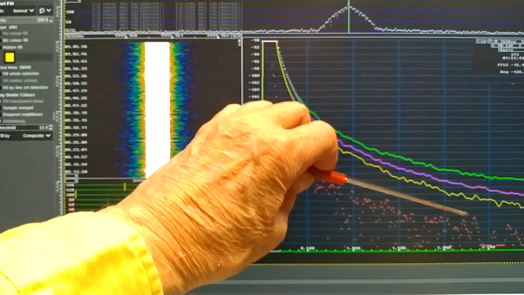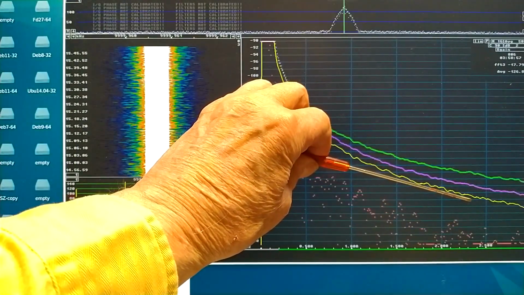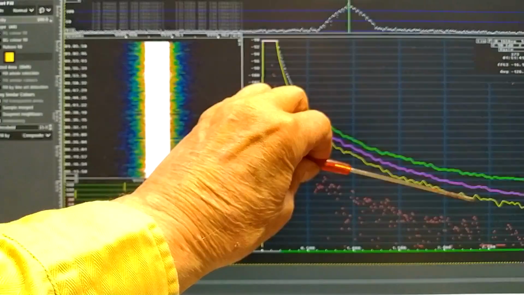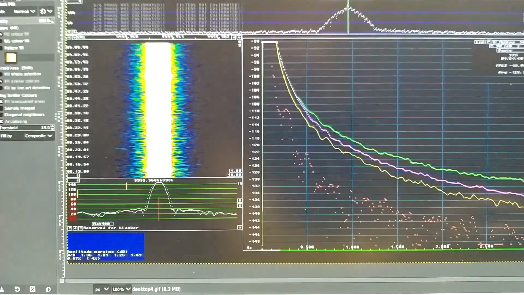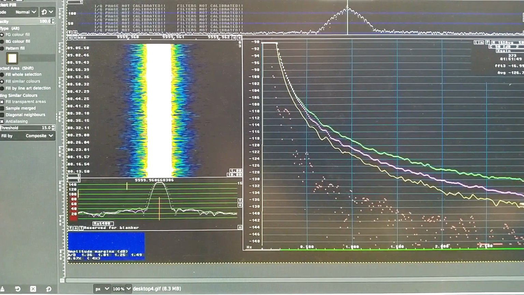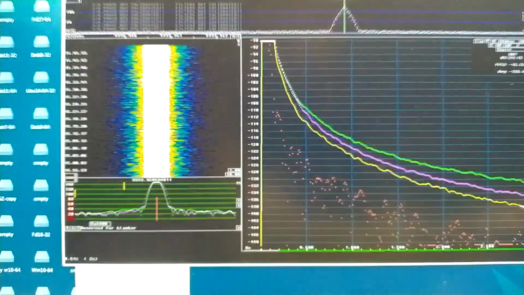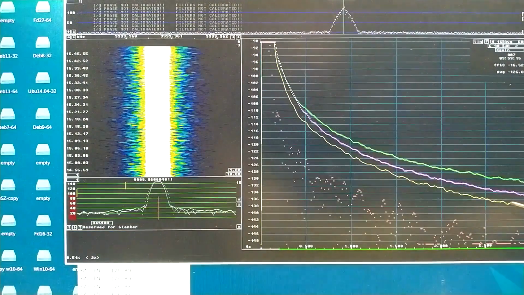But if I look here at 2 Hz offset, the difference is much smaller. And if you see here, the difference is mostly the statistical uncertainty.